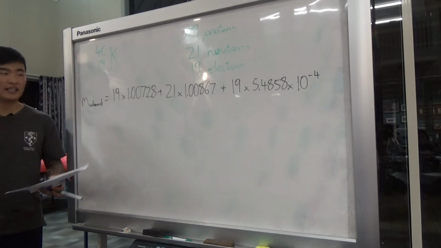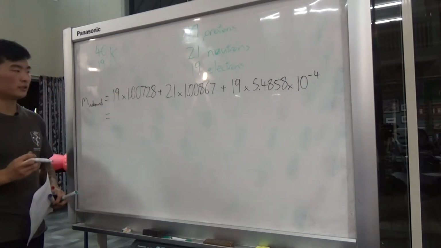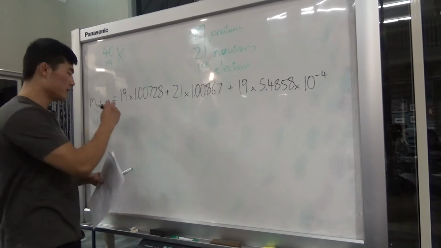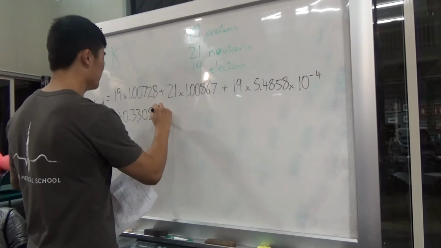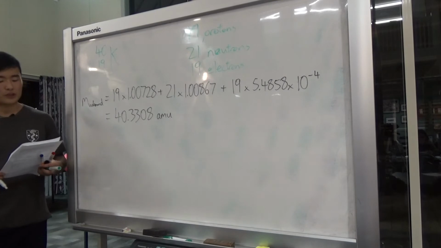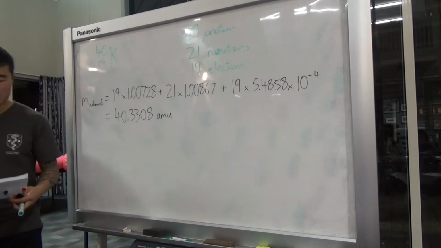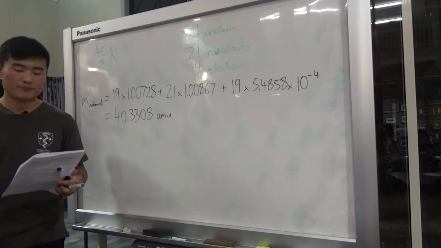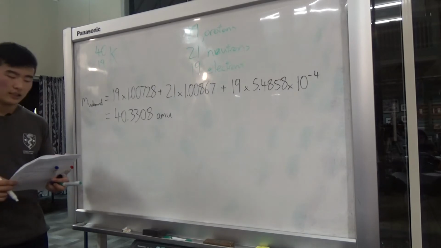When you put it in your calculator, you don't have to put brackets around these ones, because it's going to do the times first, which is what you want. And that's going to be 40.3308 atomic mass units. Just pay attention to the units, because although most of the time it will be in atomic mass units, you can never be sure. It probably will be, but just make sure you check.